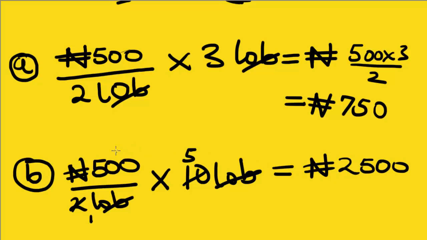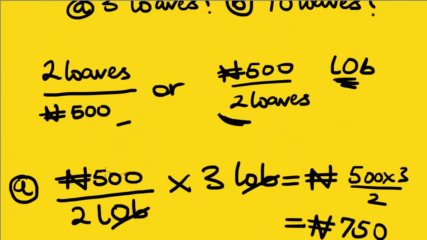If you're just looking at a technique without understanding what actually went on, you can see that it's simply multiplying a fraction by another number, which is an easy thing to do. So what have we done? We've been given information that 500 naira gives us 2 loaves of bread.